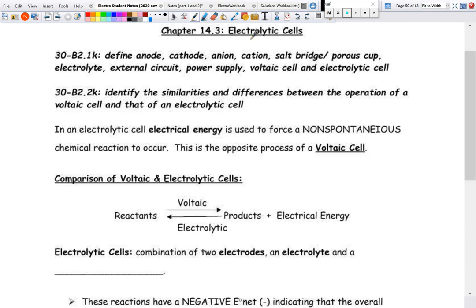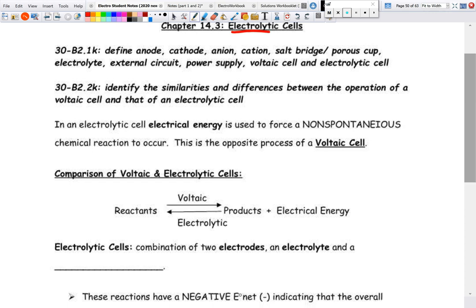Alright, welcome back. This is going to be the last one for the week, and we are going to look at electrolytic cells. Of course, we are going to define what they are. Now, because it has the word electro in it, that means in electrolytic cells, electrical energy is used to force a non-spontaneous reaction.